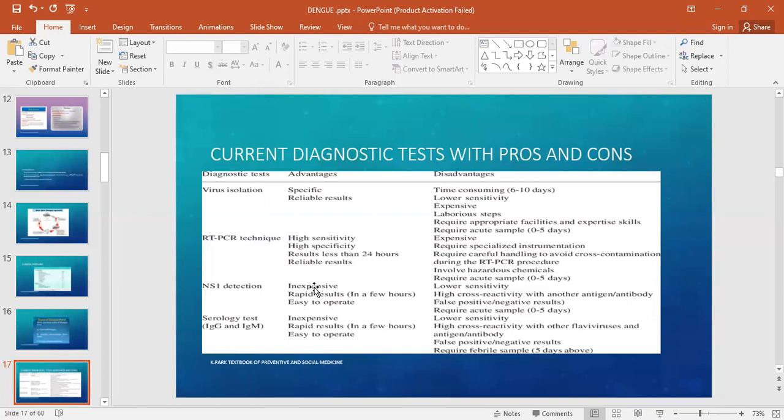NS1 detection is inexpensive, gives rapid results, and is easy to operate. But this test has lower sensitivity, high cross reactivity, and false positive and negative results. This test also requires an acute sample within 0 to 5 days. And the serological test, IgG and IgM antibodies. This test is also inexpensive, gives rapid results, and is easy to operate, but it also has lower sensitivity, high cross reactivity with other flavivirus antigens, and false positive or negative results, and it requires a febrile sample after 5 days.